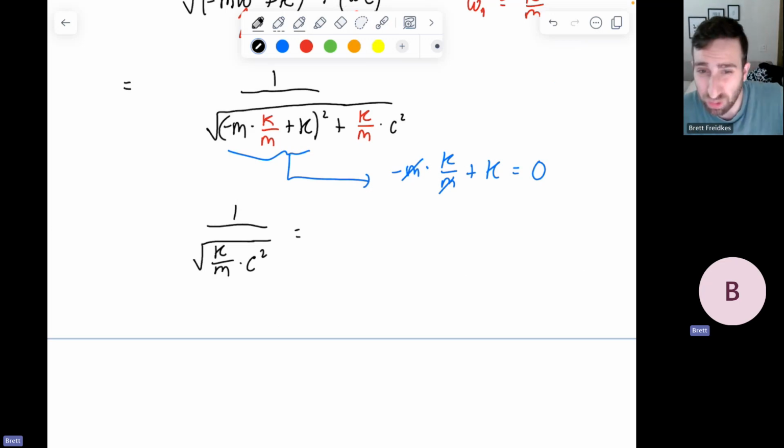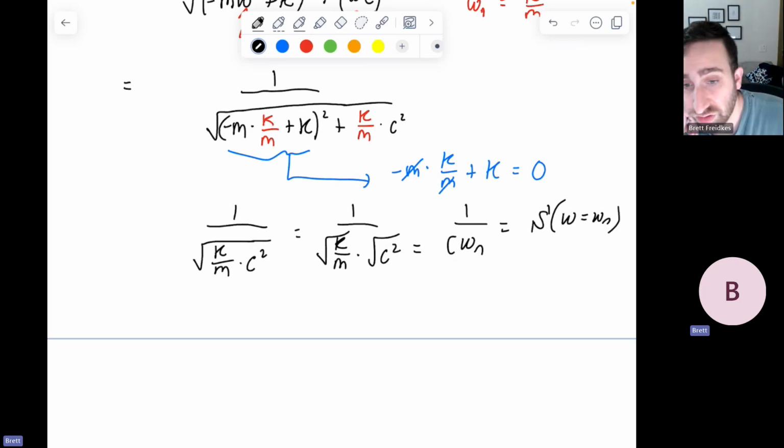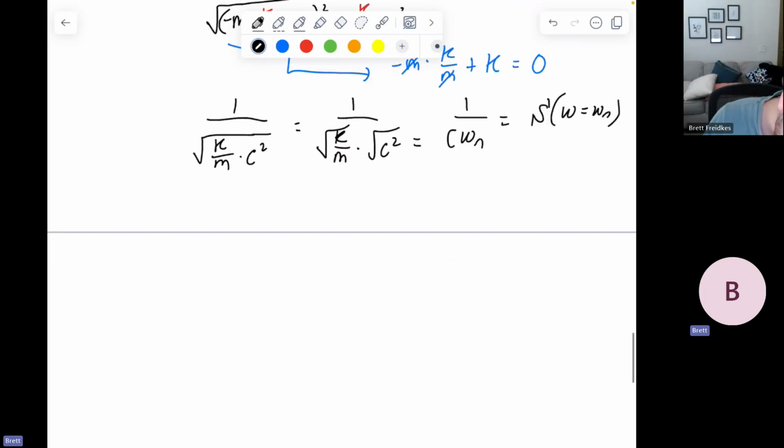And I guess I didn't really need to put in omega n in the second term, because all we're going to end up seeing is that this will just become, if I separate the square roots, 1 over c omega n. And this is my sensitivity when the driving frequency is equal to the natural frequency of the system. And we can reduce this in a bunch of different ways.